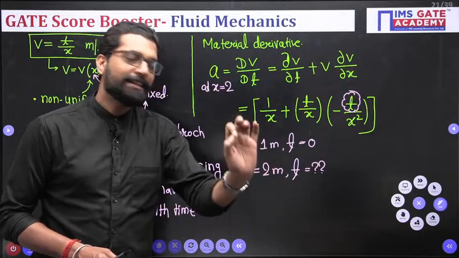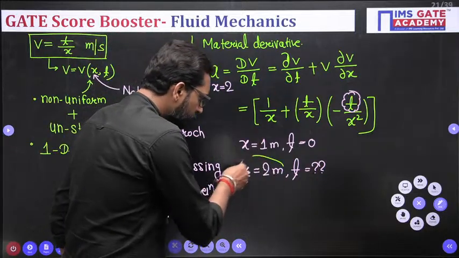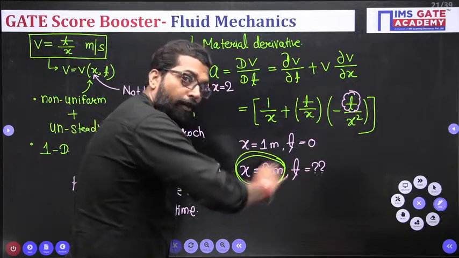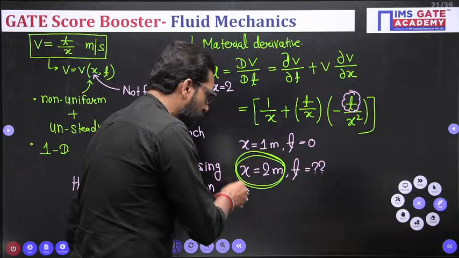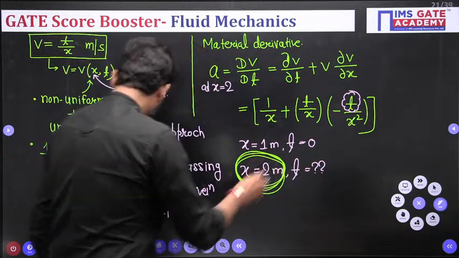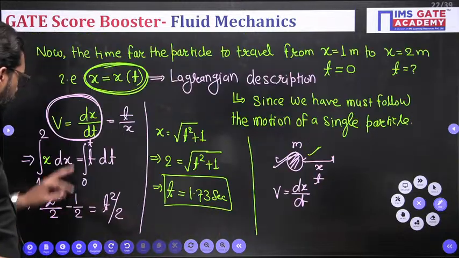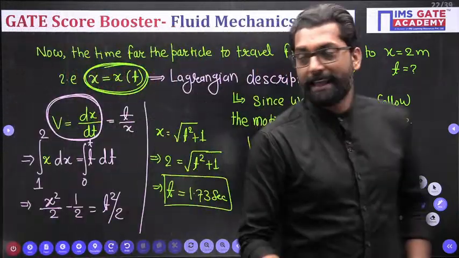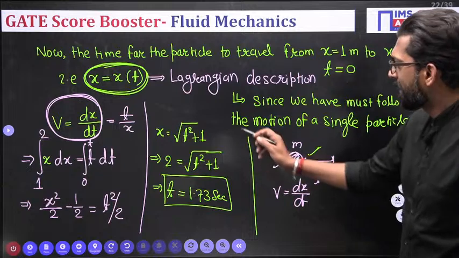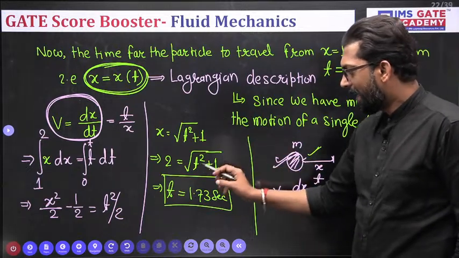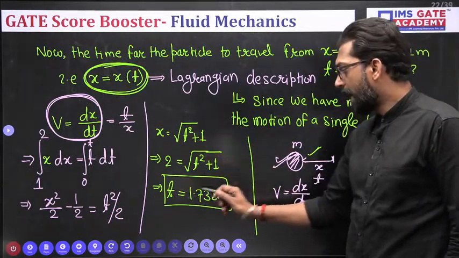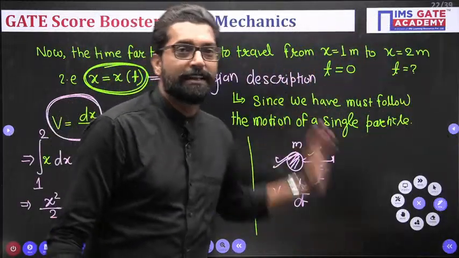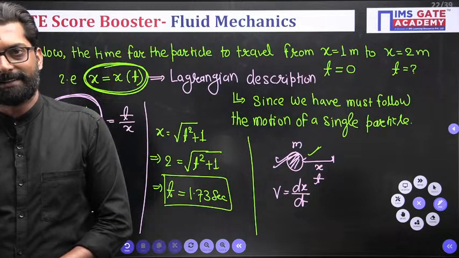If you are at a fixed position and you follow it, at 2 meters, what is the time? You have to find the time, 1.73. That means at x equal to 0 the time is 1 second, and at x equal to 2 meters, the time is 1.73 seconds. From that you can easily calculate the acceleration. Clear?